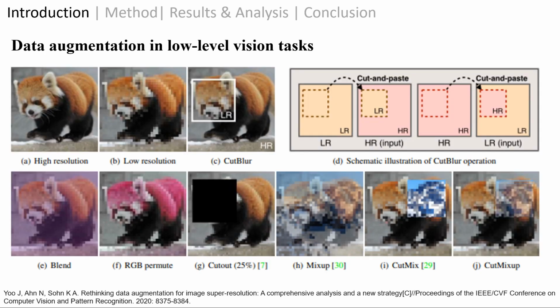The paper most related to us is CutBlur, in which a comprehensive analysis of the existing data augmentation strategies is applied to the single-image super resolution task, and a novel data augmentation strategy called CutBlur is proposed. In addition, CutBlur shows promising results in image denoising and JPEG artifact removal.